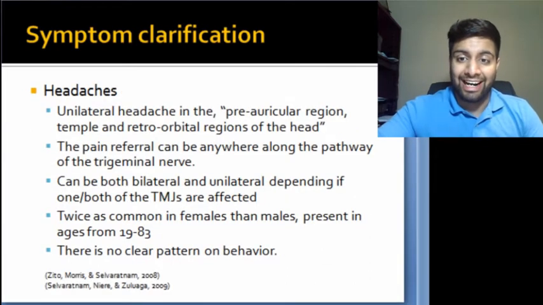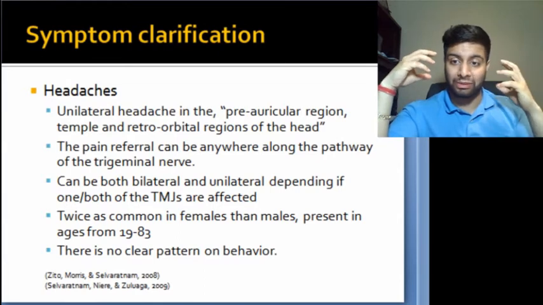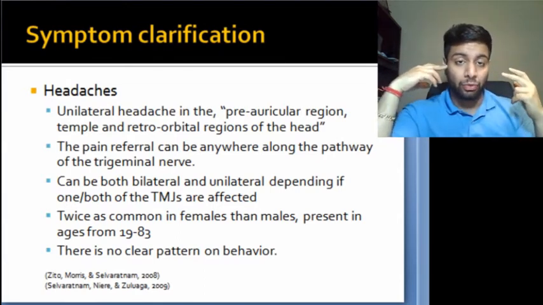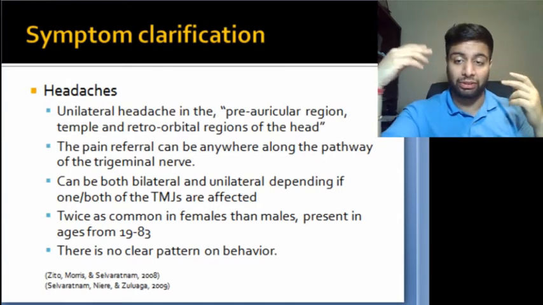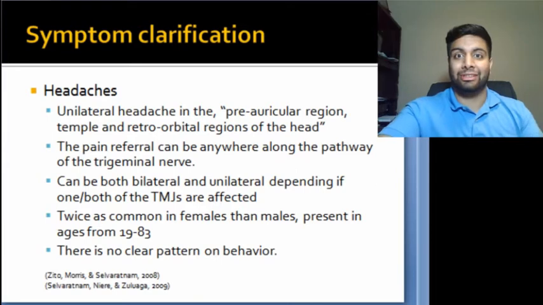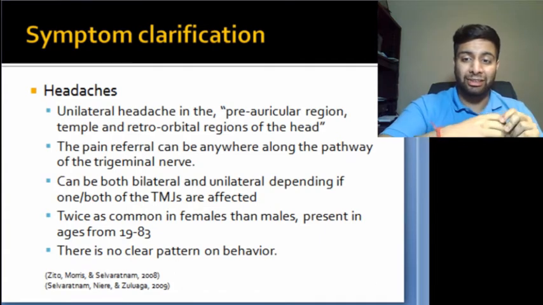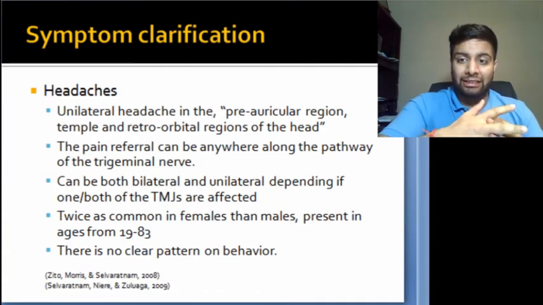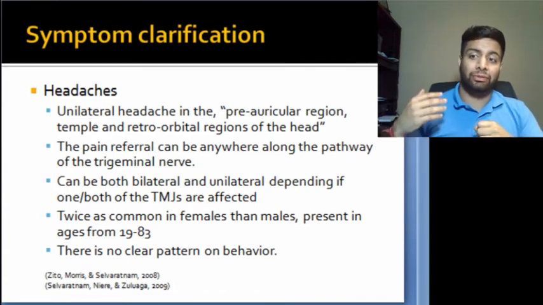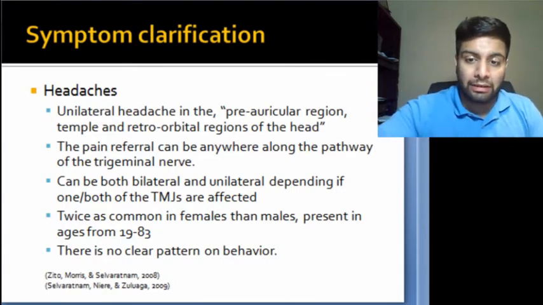Now in terms of headaches, they could be either one-sided or both-sided, depending on if one or both of the TMJ is affected. It's twice as common in females than males, ranging from 19 to 83. I know it's a large range, but it affects everyone because we use this muscle, this joint, many times a day. And there's no clear pattern on the behavior, but generally it can also refer along the pathway of the trigeminal nerve, so that's something to be mindful of.